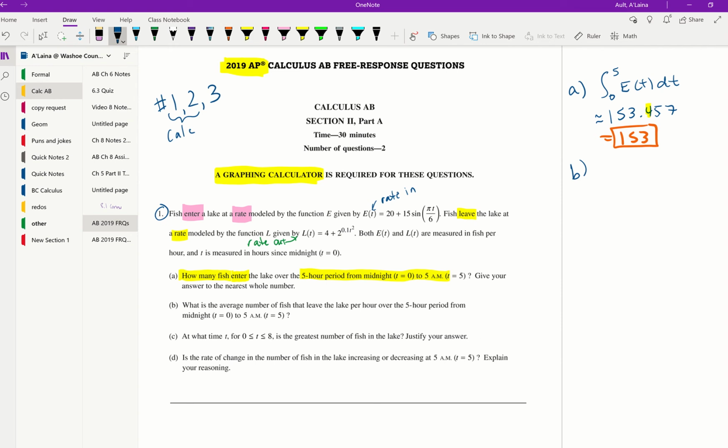Part B, what is the average number of fish that leave the lake? So now we're talking about leaving the lake. And we're talking about average number. This is our average value formula. And again, we're using that same time period. Remember, average value formula is 1 over b minus a for your definite integral. And this one's going from 0 to 5. And this is of L of t dt. So I'm going to be calculating 1/5 of the definite integral from 0 to 5 of L.